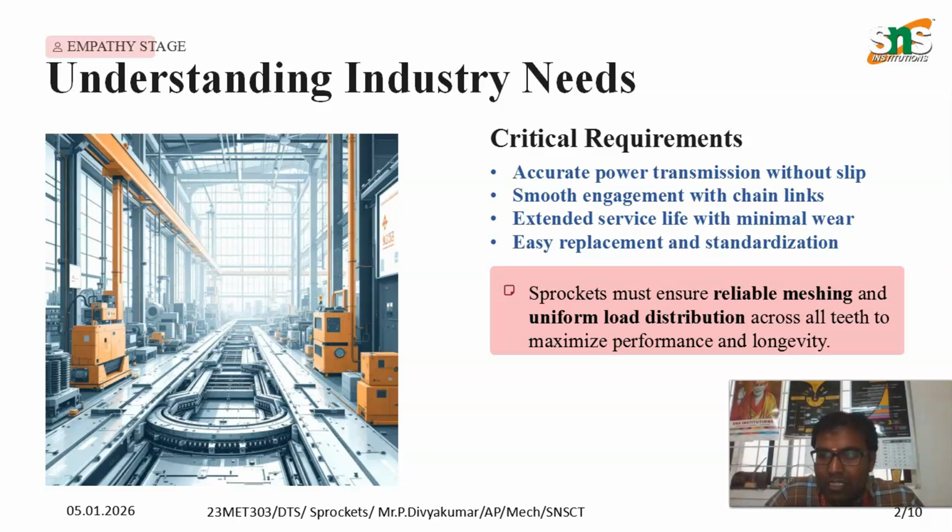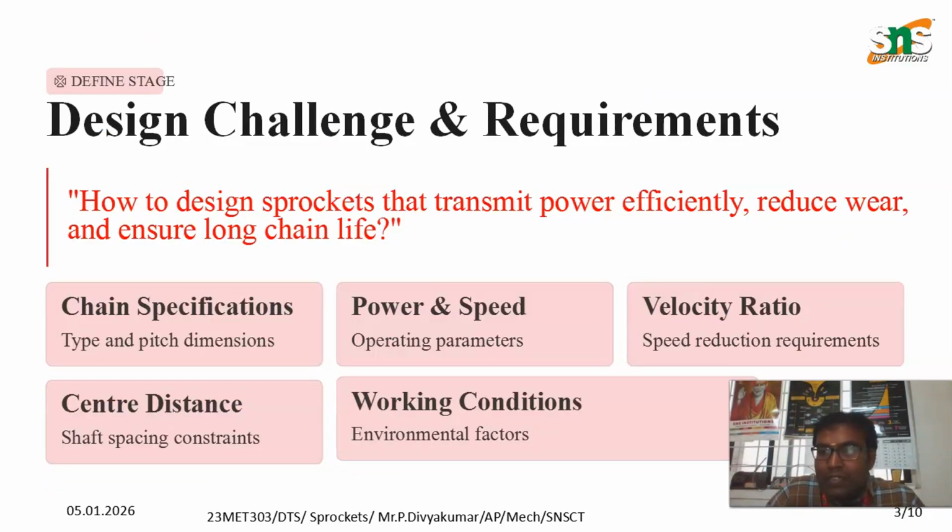A sprocket is a toothed wheel that meshes with a chain to transmit the power from one shaft to another. Unlike belts, there is no slip in the case of sprockets and chain drive, and the velocity ratio is exact. It is suitable mainly for medium and high power operations, which is majorly used in motorcycles, bicycles, conveyor systems, industrial machines, etc.